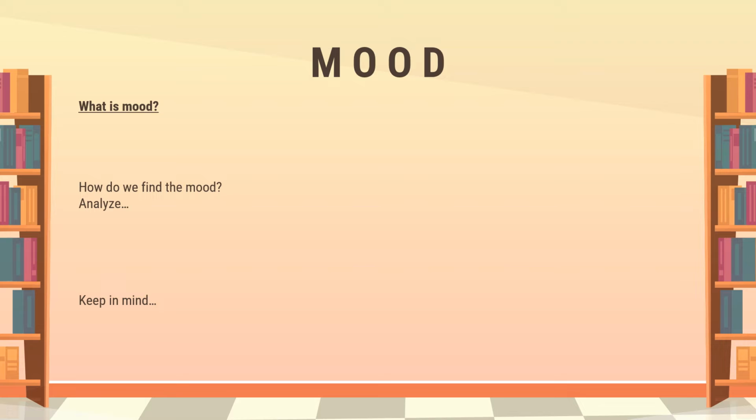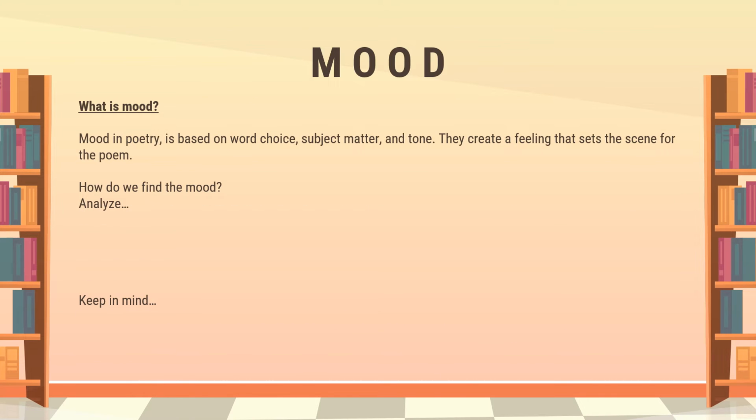Now you may be wondering, what is mood? Well, mood in poetry is based on word choice, subject matter, and tone. It helps to create a feeling that sets the scene for the rest of the poem. And you may be wondering, how do we find the mood in a poem? Well, we start off by analyzing the setting, the tone, word choice, and the theme.